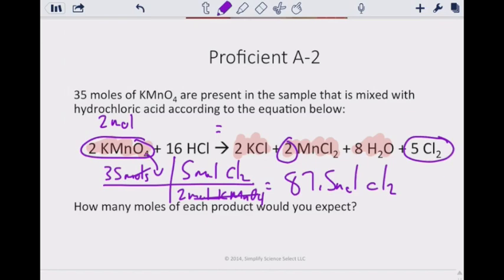And so what we can do, because of this ratio, this 2:2:2:8:5 ratio, we can find the moles of each product produced just by simply starting with what we have, using our dimensional analysis and finding our answer.